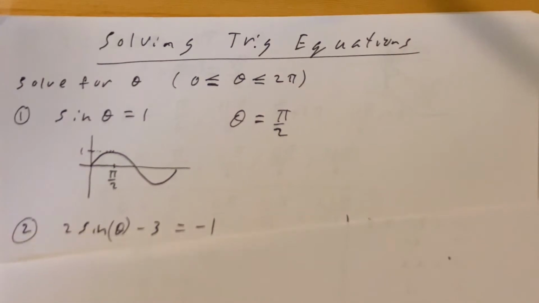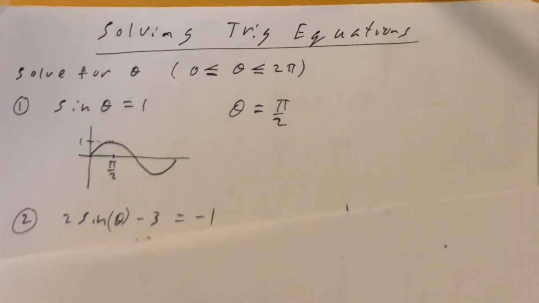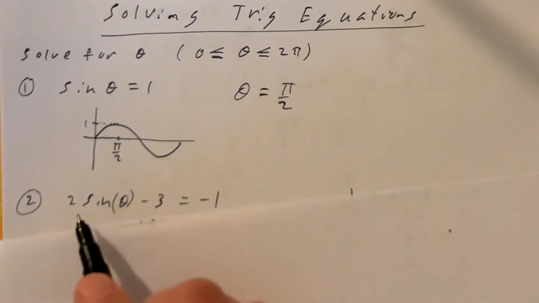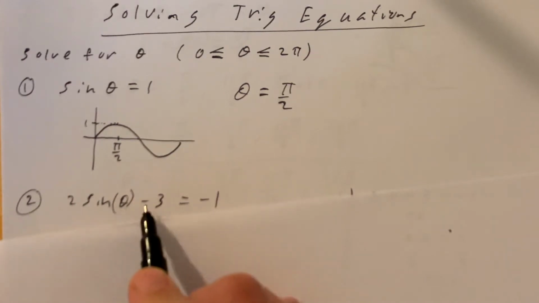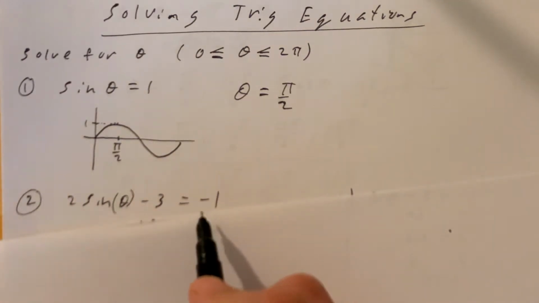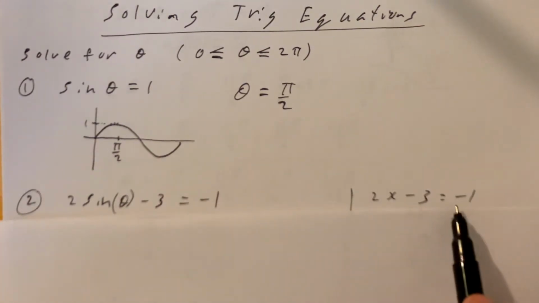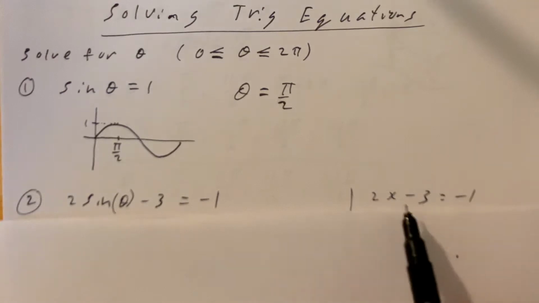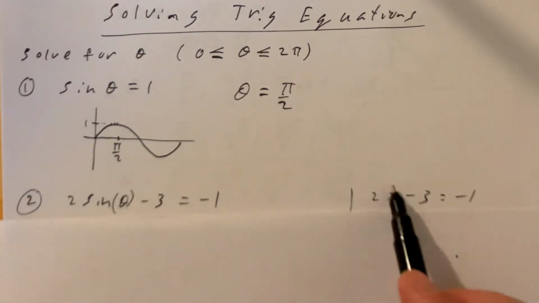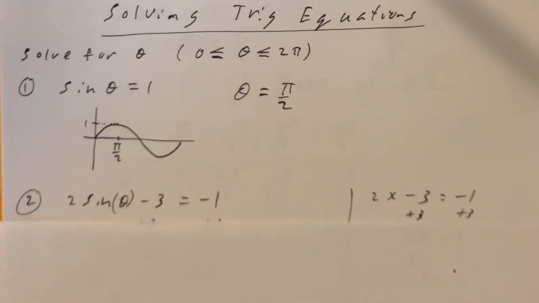All right, so something a little more difficult here that we might have to work around. So 2 sine theta minus 3 equals negative 1. So think of the sine theta like an x. Kind of like this. So 2x minus 3 equals negative 1. First, you have to solve for the sine theta. So you have to solve for the x, add 3 to both sides. Then you get 2x equals 2, and divide by 2, and you get x equal to 1.